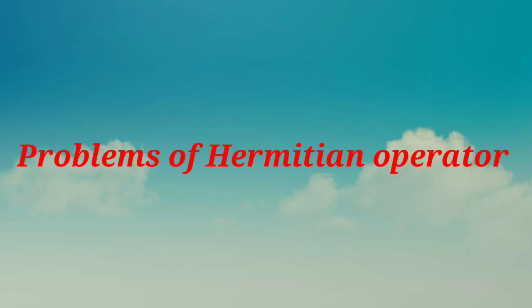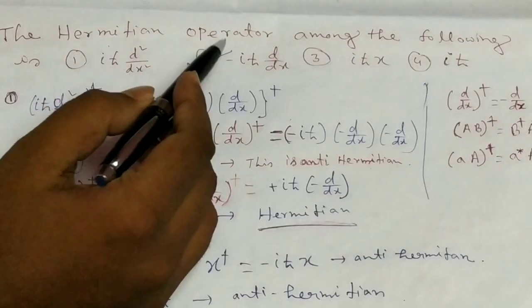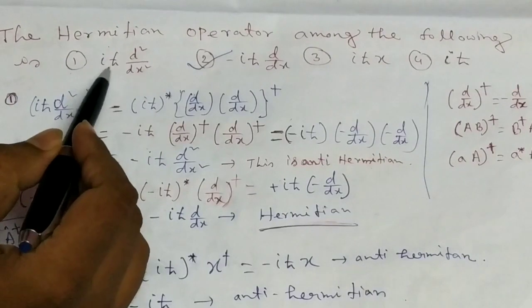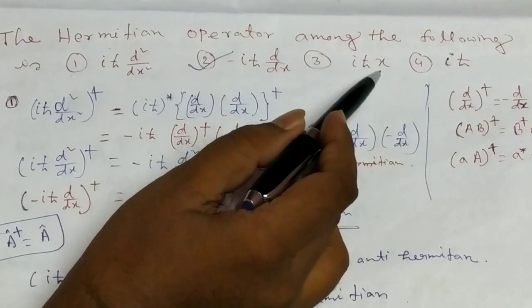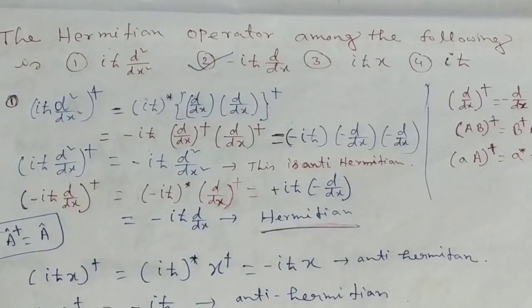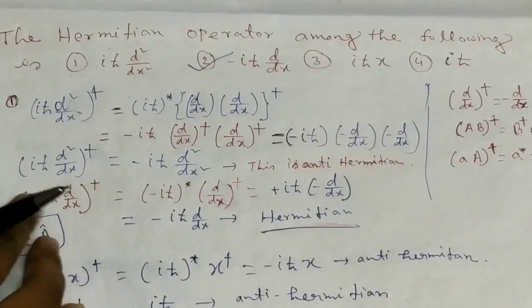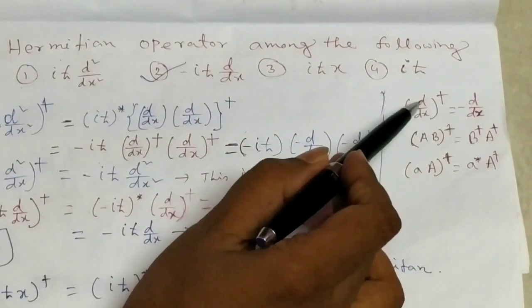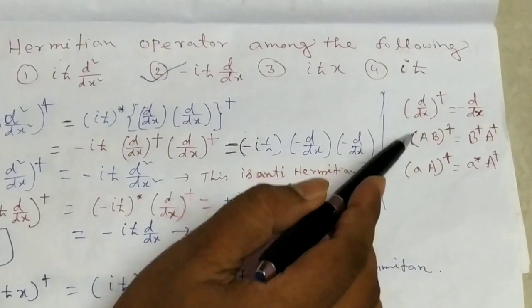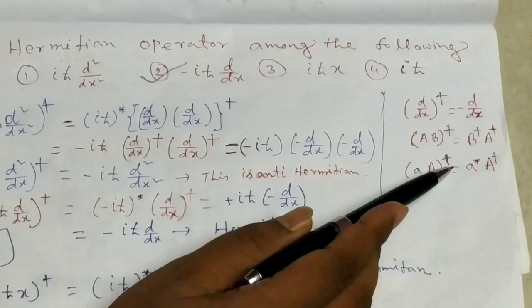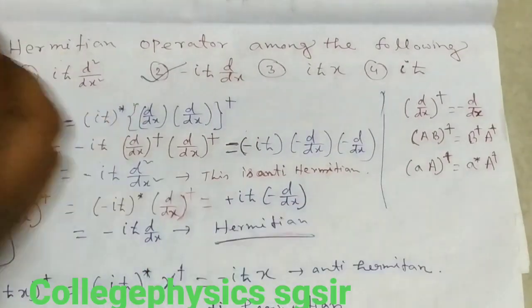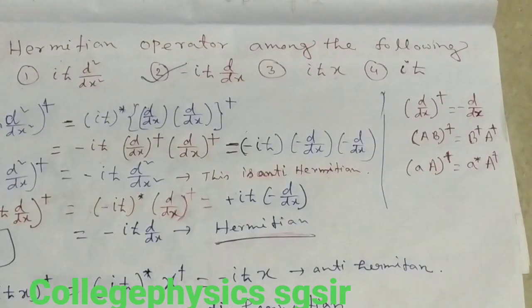Now we discuss one important problem on Hermitian operators. The question is, which of the following is a Hermitian operator: i h bar d squared/dx squared, minus i h bar d/dx, i h bar x, and i h bar? Which one is the Hermitian operator? That we calculate. So we discuss some basic properties: (d/dx) dagger equals minus d/dx, (AB) dagger equals B dagger A dagger, and if a is a constant, then (aA) dagger equals a conjugate times A dagger. Using these rules we solve this problem.